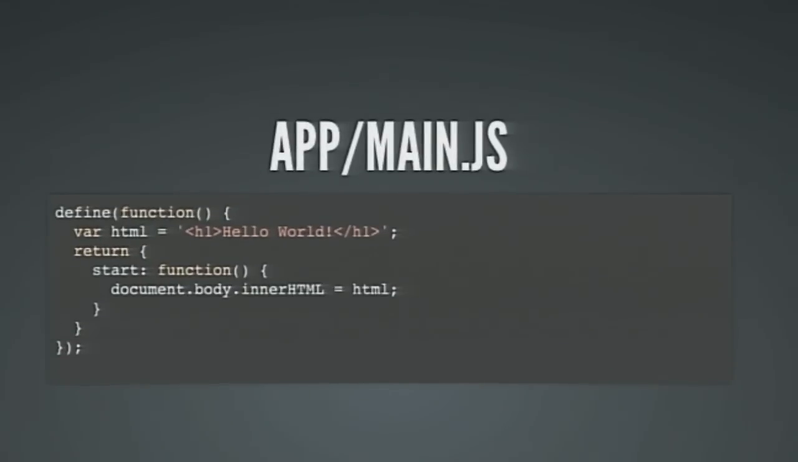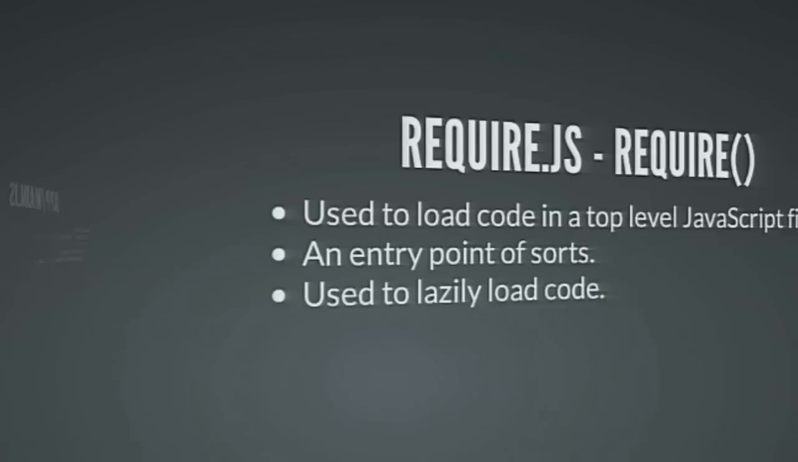So for our app.main, we have some sort of HTML body that we're going to set in the document. And we're going to export some start method. So someone will require app/main, and then they'll call start on that, and it'll set the body to hello world.